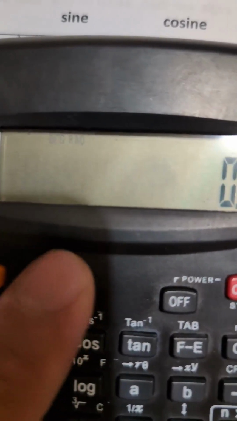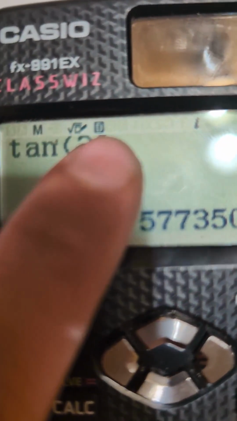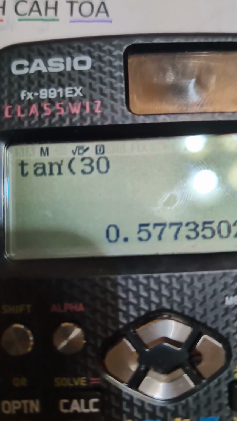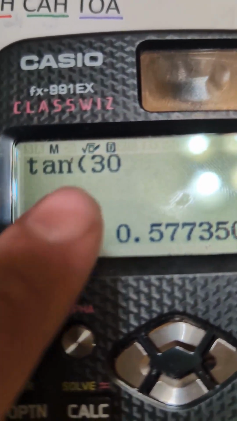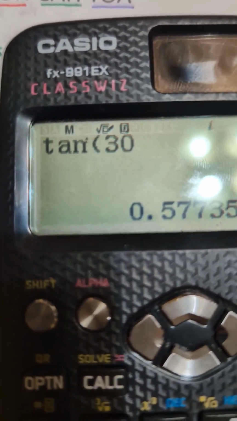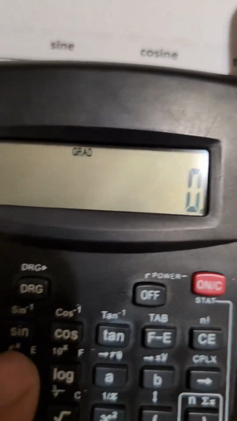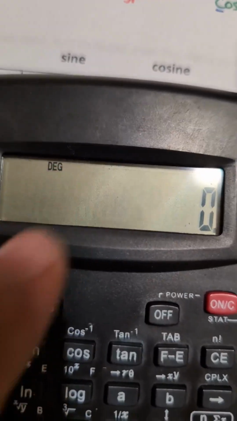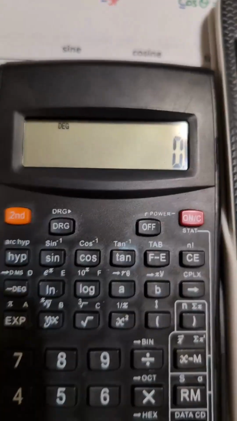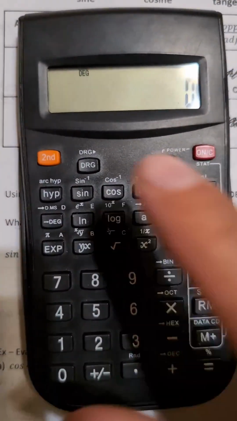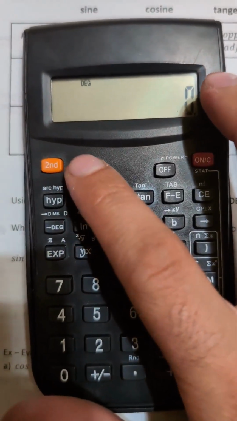So it might say deg, rad, and grad, or it might say D, and right beside it, grayed out, there's an R and a G. So we always want to say D, or we want to say deg for degrees. And so this style of calculator just switches between the modes here.